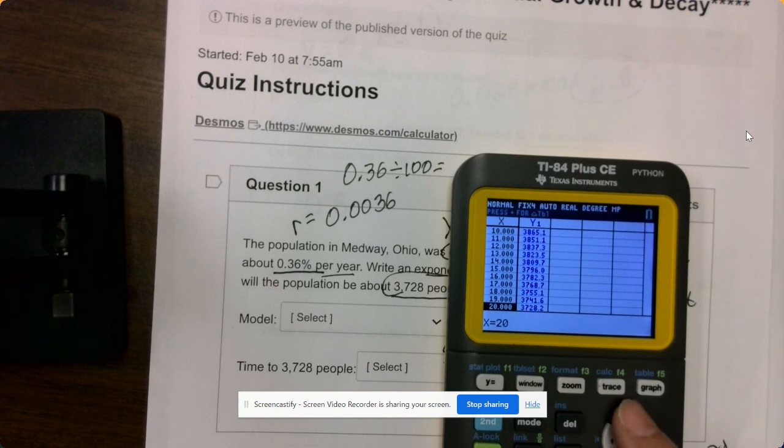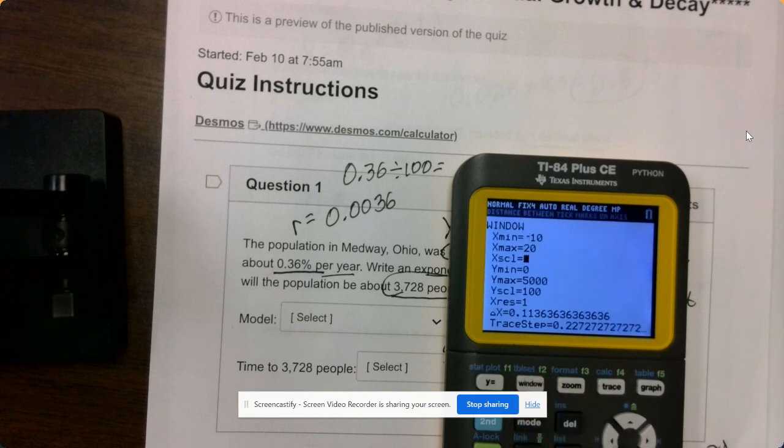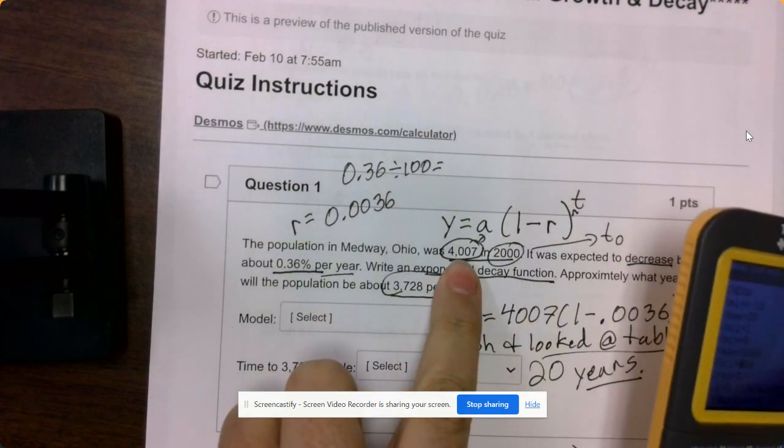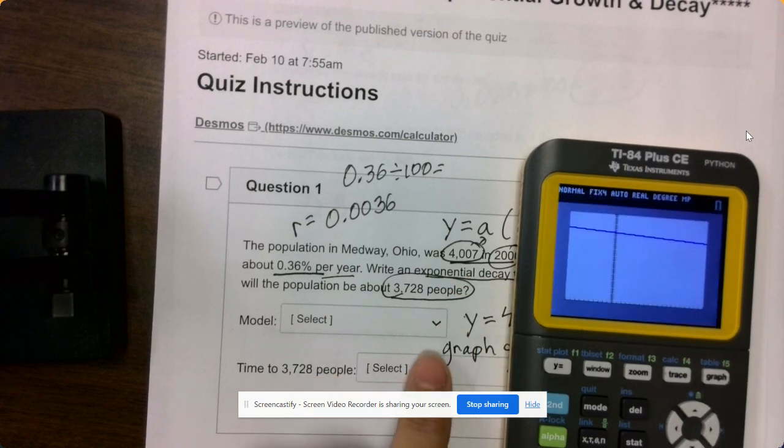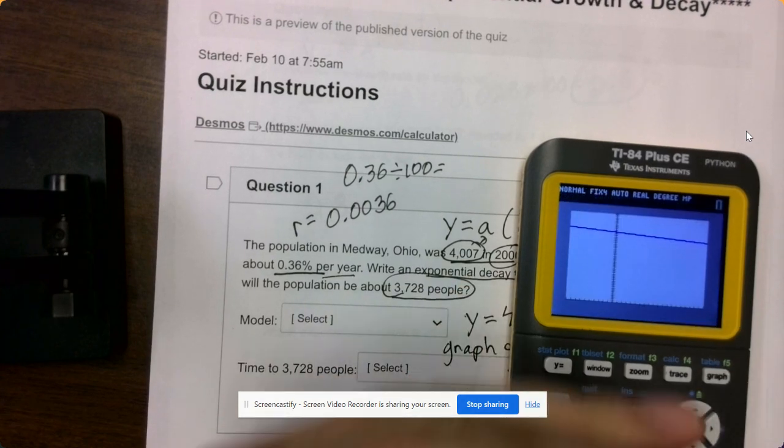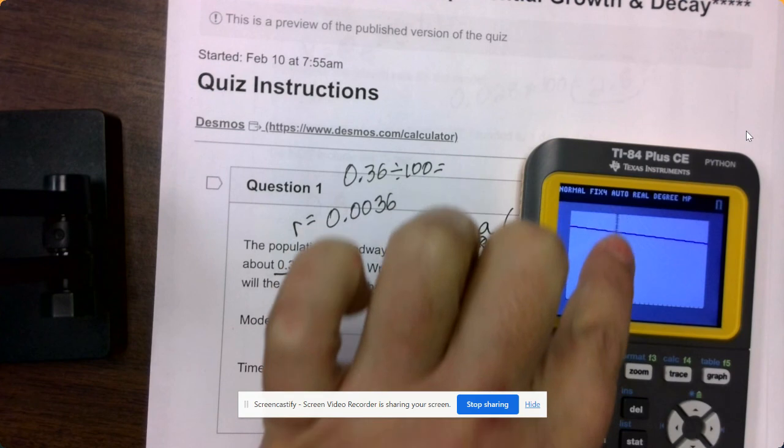Okay. I did change the window, everybody, so that the maximum was 5,000 and the scale was by 100 because it started with 4,007. So I knew that I needed to make it so I can see on the y-axis the population.